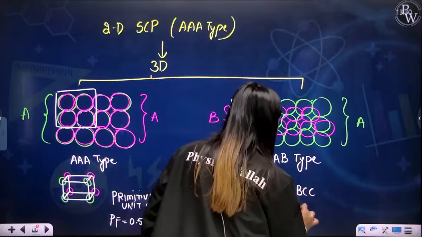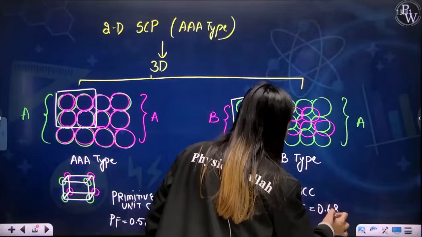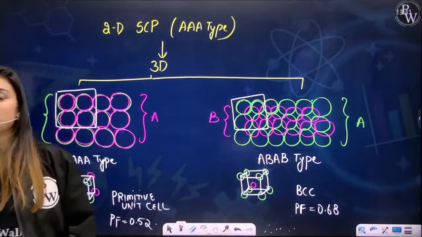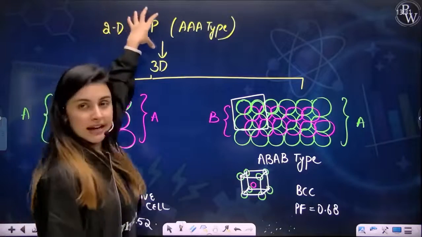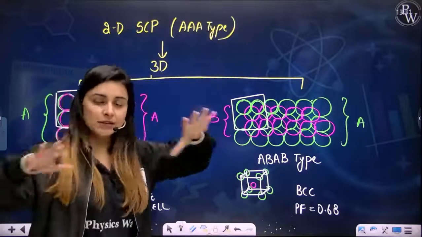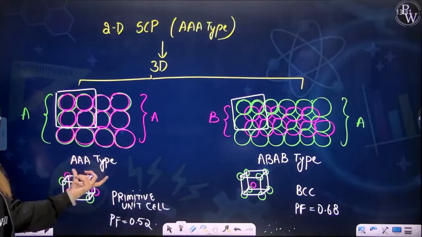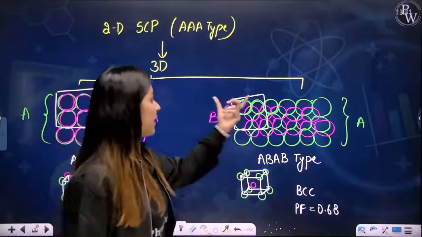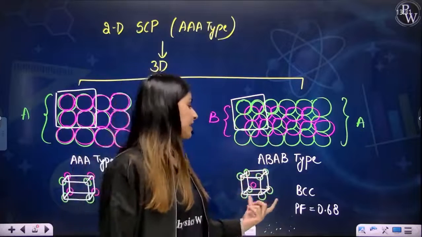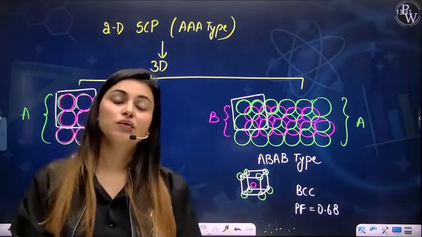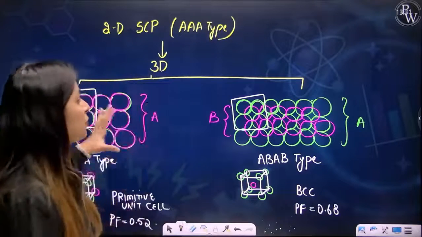And if I talk about the packing fraction, my dear students, the packing fraction is 0.68. The packing fraction is 0.68, right? Yes. So when two-dimensional SCP AA type of layering is further moved into the 3 dimension, if I use the AA type of layering, I get a primitive unit cell, and if I change it to a AB type of layering in a 3 dimension, I get a BCC lattice with a packing fraction of 0.68, right? Yes.